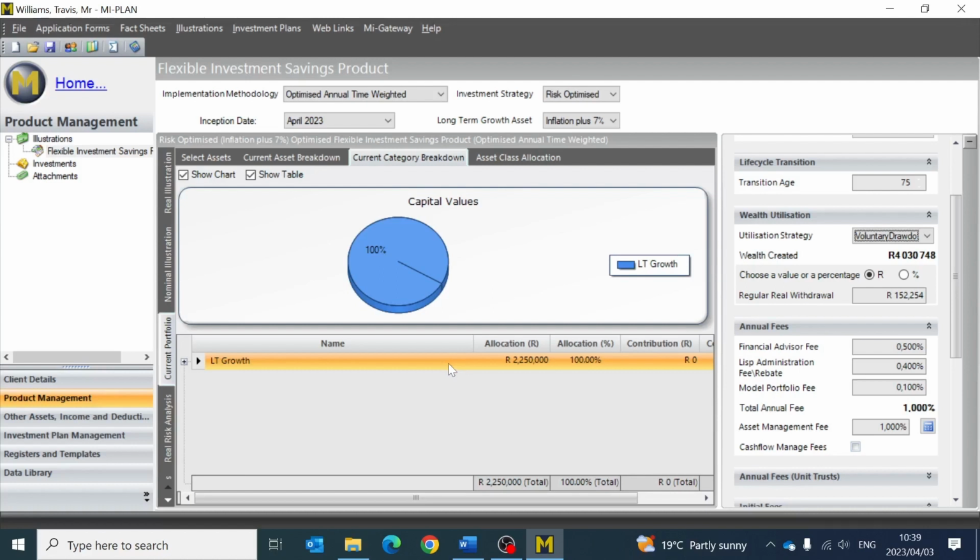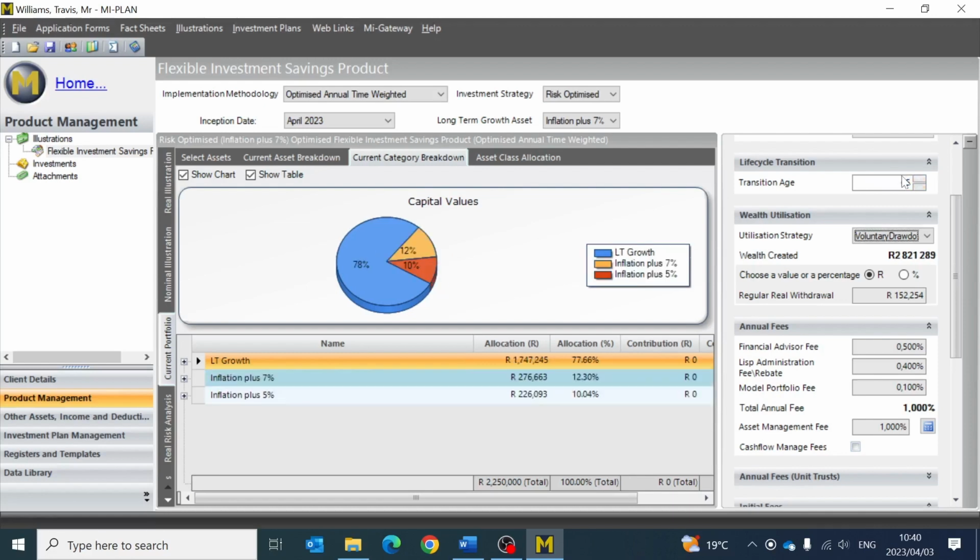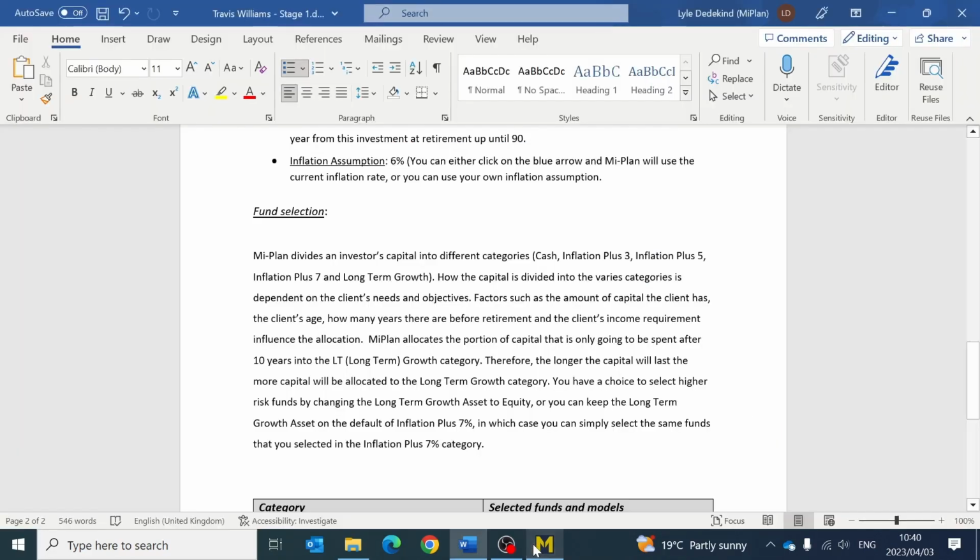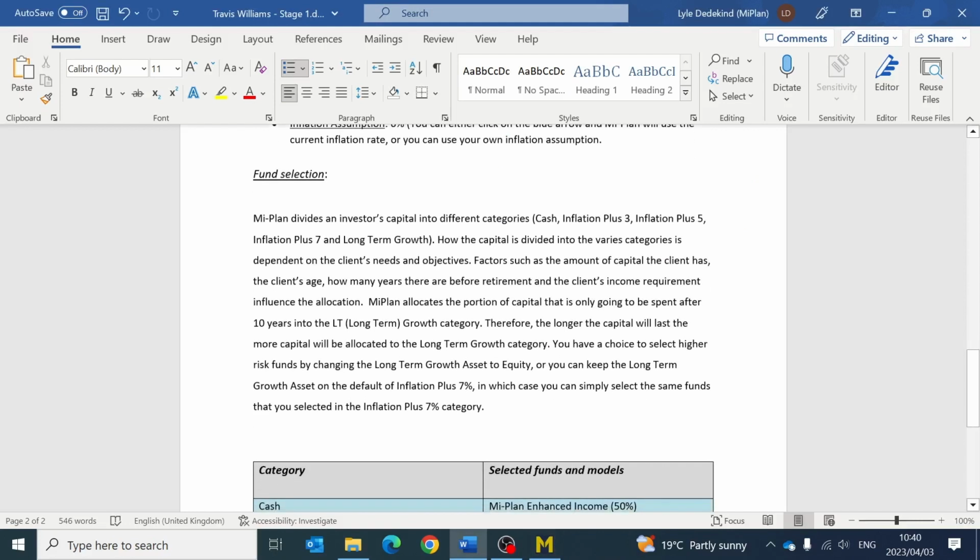Again, it doesn't make sense to be sitting in cash or in inflation plus 3 because there is more than sufficient time to ride out any short-term volatility. Right, so therefore, the longer the capital will last, the more capital will be allocated to the long-term growth category. You have a choice to select higher risk funds by changing the long-term growth asset to equity, or you can keep the long-term growth asset on the default of inflation plus 7, in which case you can simply select the same funds that you have selected.